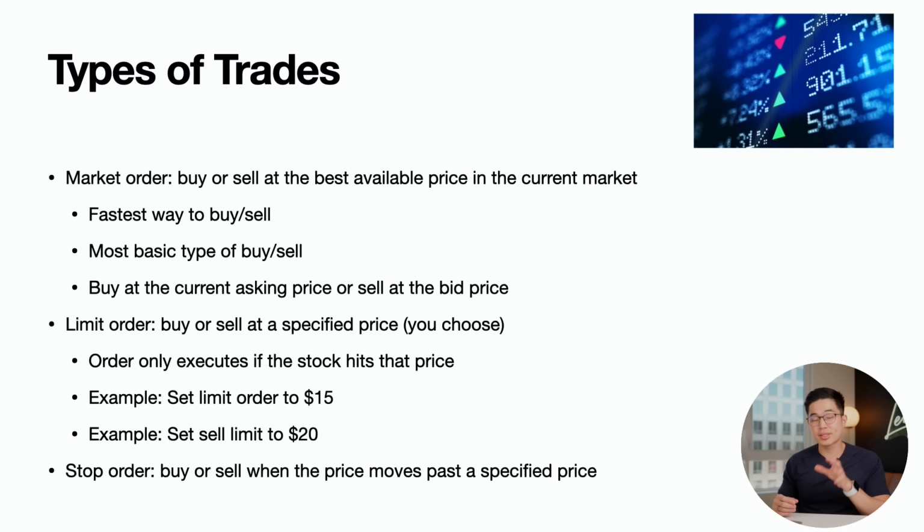Now, if you set a sell limit, let's say for $20, that means it's only going to sell that stock not at $18, but at $20. So it has to rise to $20. And the risk with this is that it might not execute as well, right? Like it might not hit $20. It might actually keep dropping down and you would have come out ahead just selling it at that current market price of $18. You also have your stop order. This is a bit more complicated, but this is basically going to help you buy or sell when the price moves past a specified price.